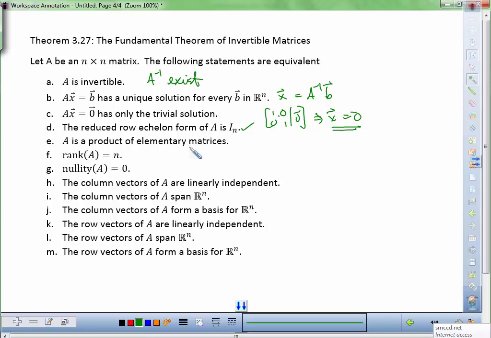A is a product of elementary matrices. You can start with identity and just a bunch of row reducing, and even row swaps would give you your matrix A.